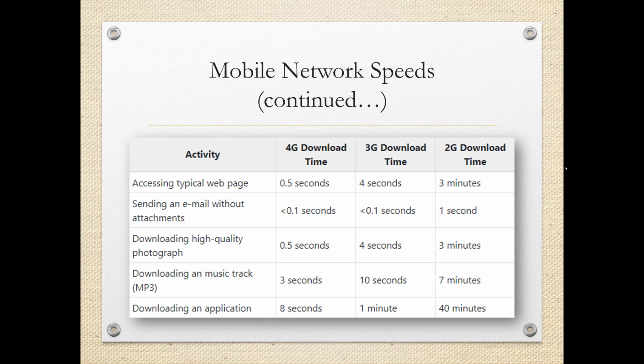Sending an email without an attachment, you can see there some of the big ones, like downloading a music track. You see there 2G is about 7 minutes. And even downloading an application, an app, would take you about 40 minutes on 2G. 3G is about a minute, and 4G about 8 seconds.